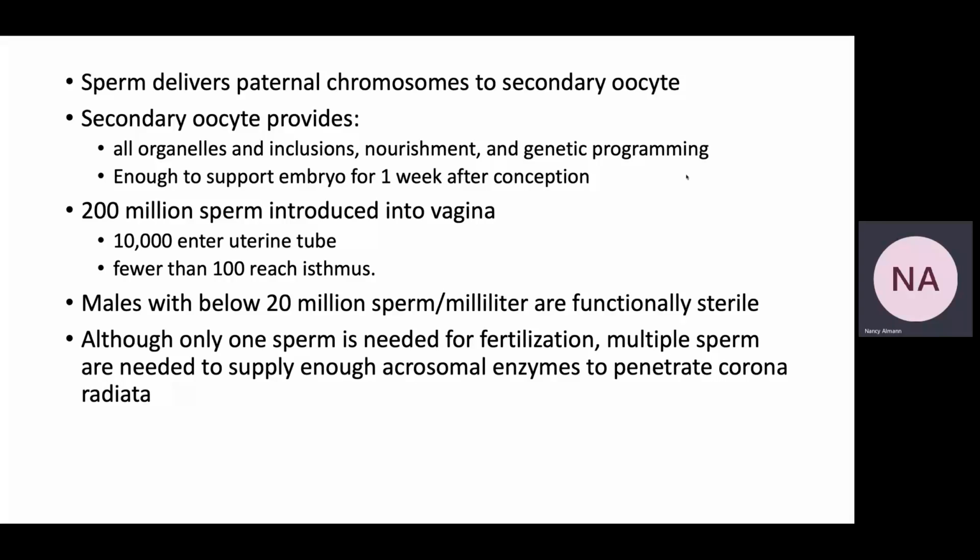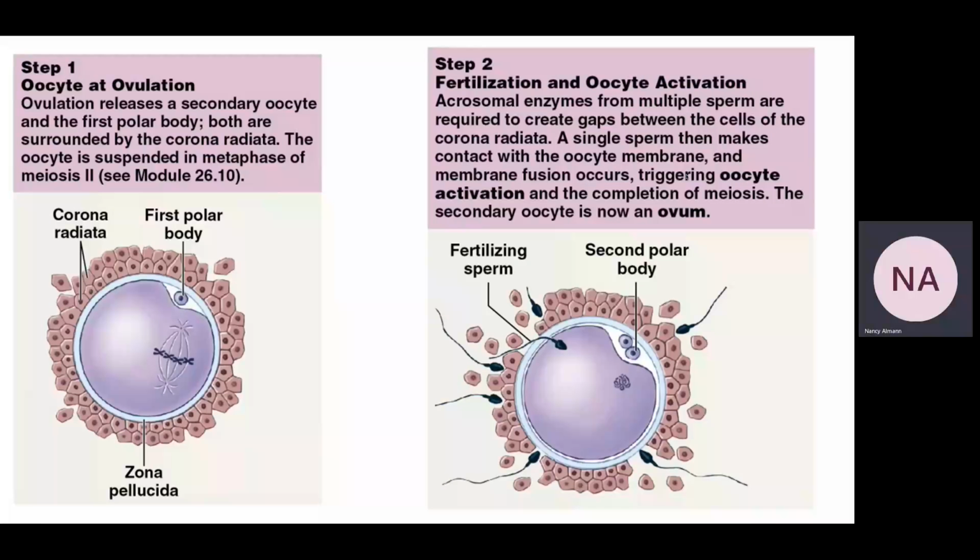You need a single sperm for fertilization. However, you need multiple sperm to supply enough of the acrosomal enzymes in order for a single sperm to penetrate the corona radiata. And this shows you steps: oocyte ovulation, fertilization, and oocyte activation.